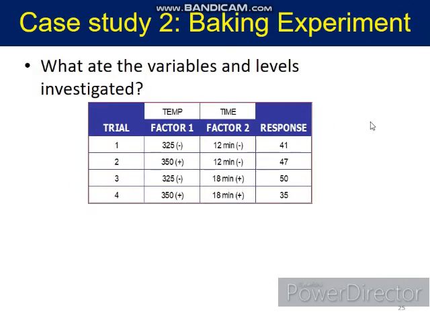So this is case study number 2, which is a baking experiment. In this baking experiment, the two factors that you are looking at are temperature and time, and each factor is evaluated at two different levels, which are minus and plus. Temperature is evaluated at 325 degrees Fahrenheit and 350 degrees Fahrenheit. Baking time is evaluated at 12 minutes and 18 minutes. And these are the responses.